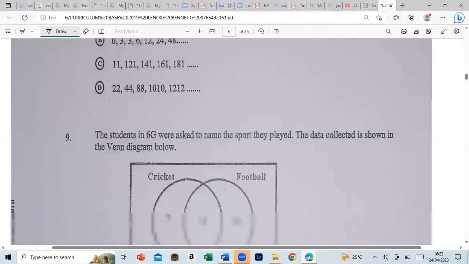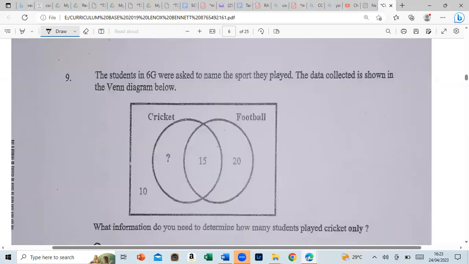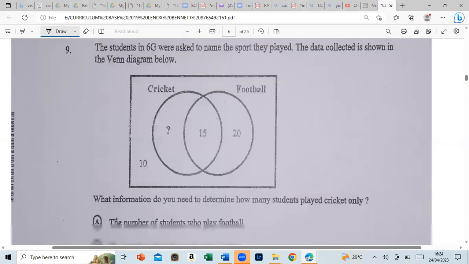Read them carefully, guys. It can be a bit tricky. The students in 6G were asked to name the sport they played. The data collected is shown in the Venn diagram. So we have cricket and football, and there we see 15 students play football and cricket, 20 play football only, 10 do not play any of them. What information do we need to determine how many students play cricket only?